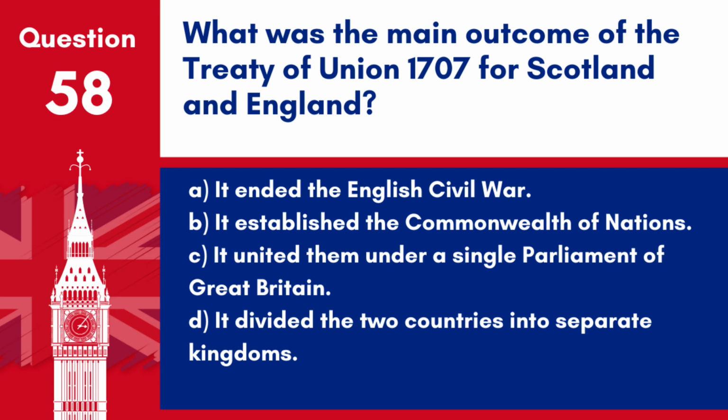Question 58. What was the main outcome of the Treaty of Union 1707 for Scotland and England? A. It ended the English Civil War. B. It established the Commonwealth of Nations. C. It united them under a single Parliament of Great Britain. D. It divided the two countries into separate kingdoms.